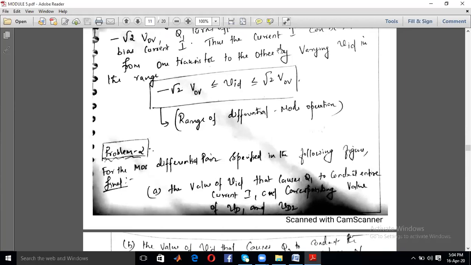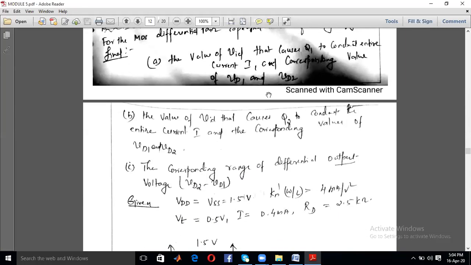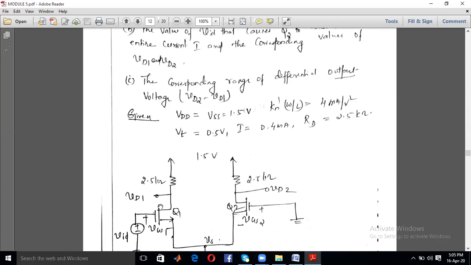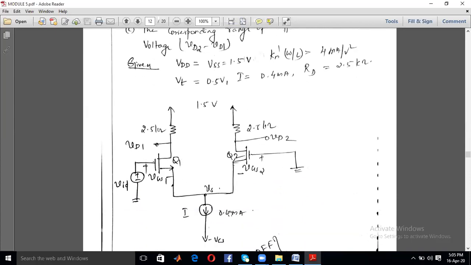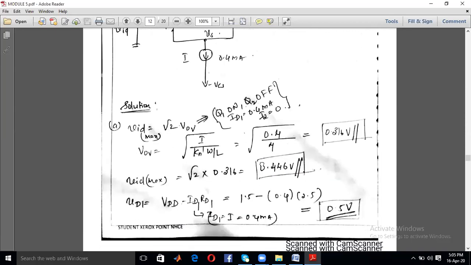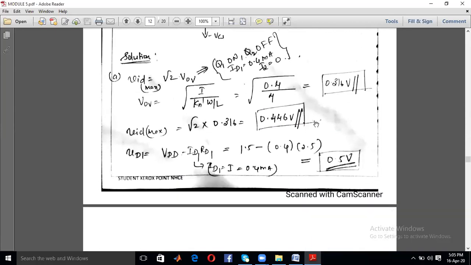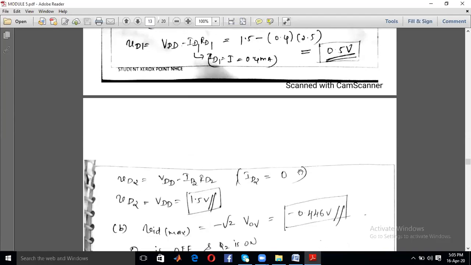So if you keep VID as root 2 VOV, you will be able to steer the entire current through which transistor? Through Q1. So that will get the maximum current through Q1. The current through Q1 will be 0.4 milliampere, and at the same time the current through Q2 will be 0. Based upon that, you can calculate VD1 and VD2. Once you calculate them, the difference between those two values is the exact output voltage. That is 1.5 minus 0.5, which is 1 volt.